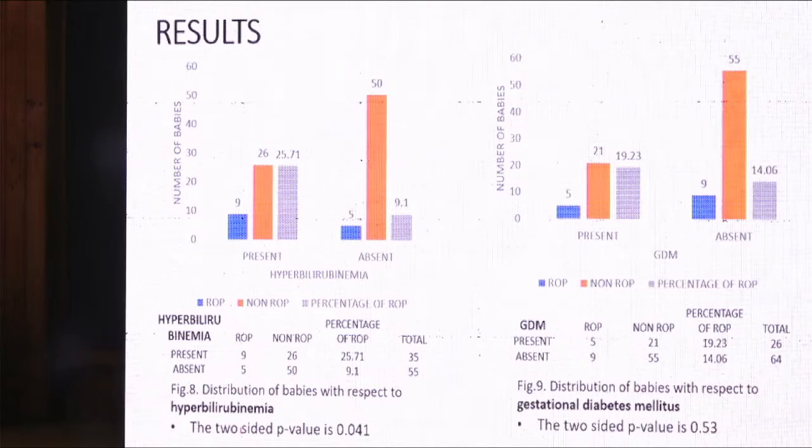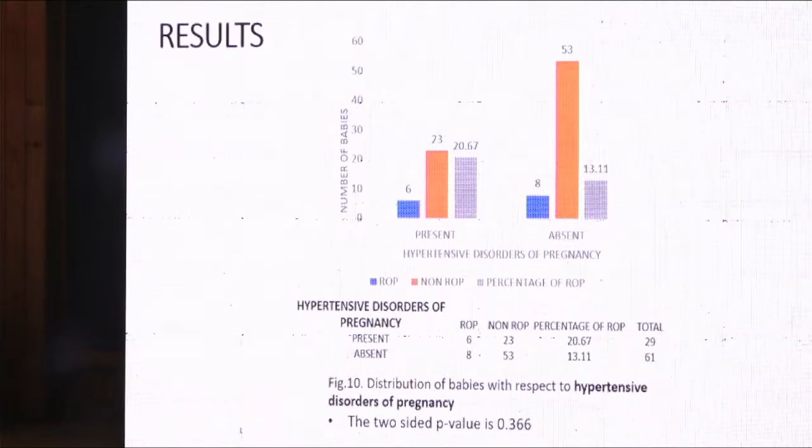Out of 26 babies who had a mother with gestational diabetes mellitus, 5 babies developed ROP, and the p-value in this study was not so significant. Out of 29 babies who had a mother with hypertensive disorder of pregnancy, 6 babies developed ROP. In this study, we do not find a significant p-value.